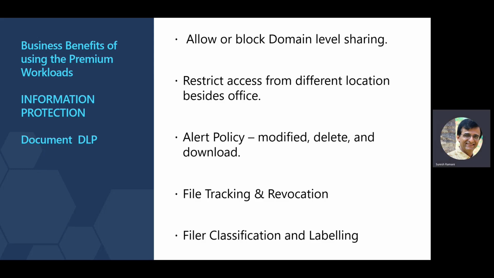Next is alert policy. For modified, delete, and download, we can set up alerts for a group of documents such that whenever they are modified or downloaded, an alert goes to the author. Next is file tracking and revocation. Permissions that are granted to a document travel with the document. What this means is that even when the document is not in the company tenant, the author can withdraw permissions to the same.